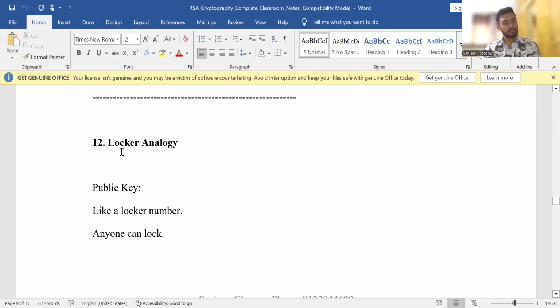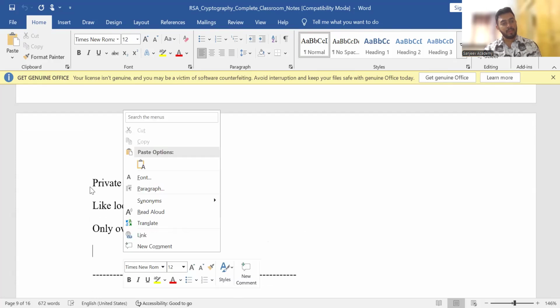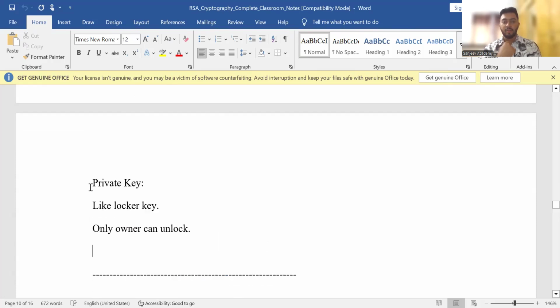Okay, so now coming to the public key. So it's like a locker number. Anyone can lock. Private key, our own personal locker. Only the owner can open it, just like in your phone.